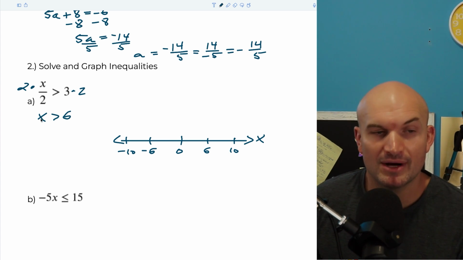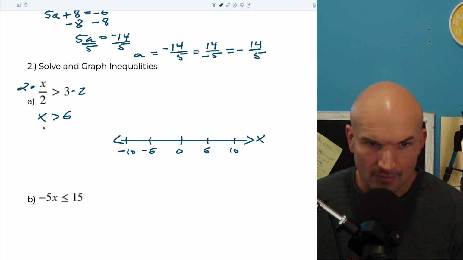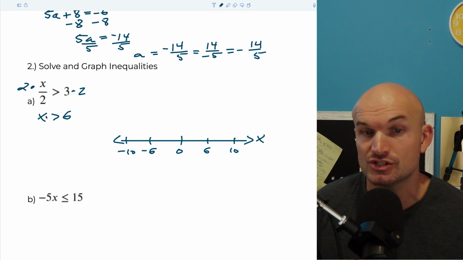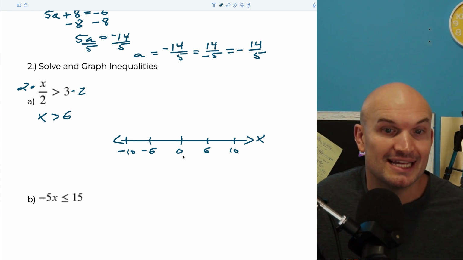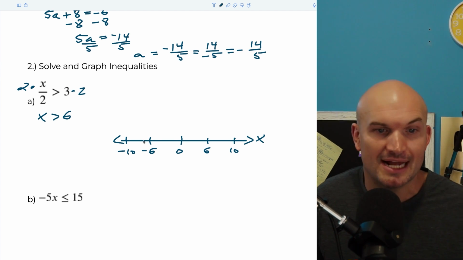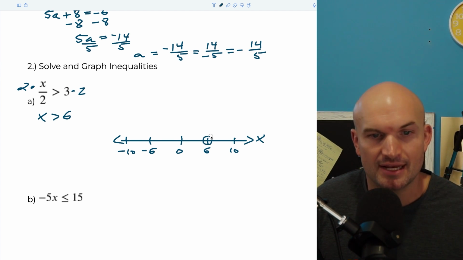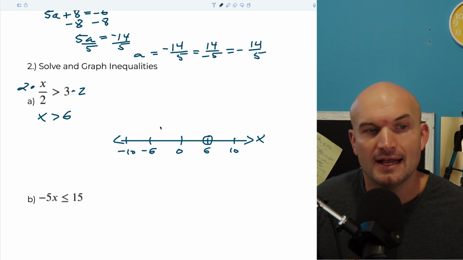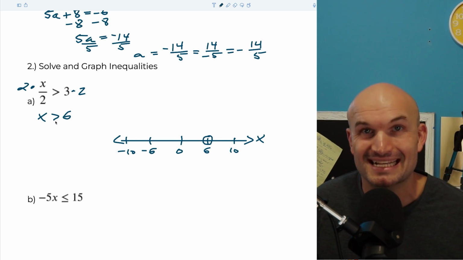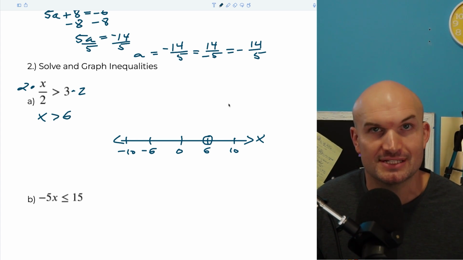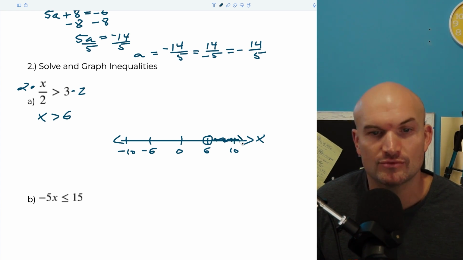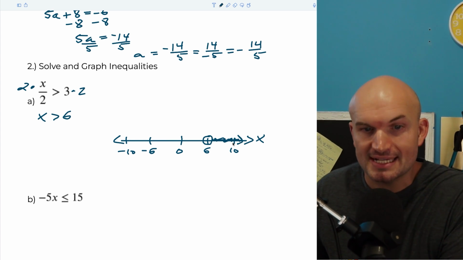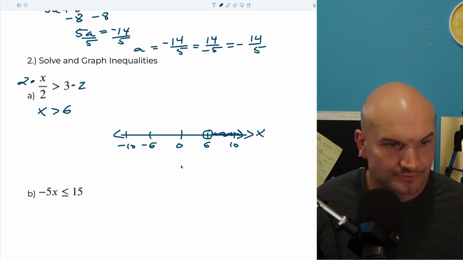So I want to graph the solutions that match up to x is greater than 6. Again, think about what numbers would satisfy that, like 7, 8, 10, 11, right? Not 0, not negative 6. So we're going to put an open circle here. The reason why this is an open circle is because it says x is greater than 6. 6 is not greater than 6, right? 6 is equal to 6. So therefore, it's going to be an open circle. And then we're just going to shade going to the right-hand side, because all the values to the right are going to be greater than 6.